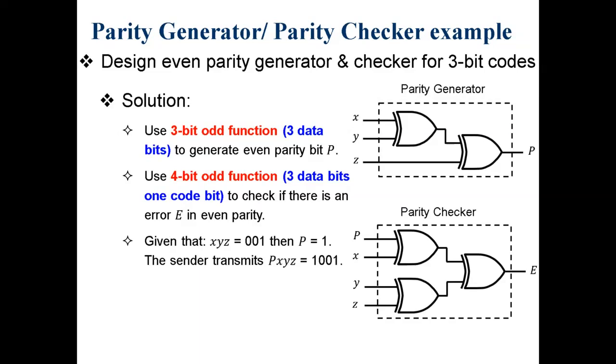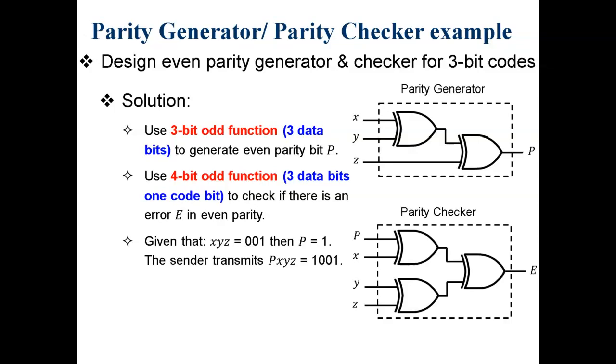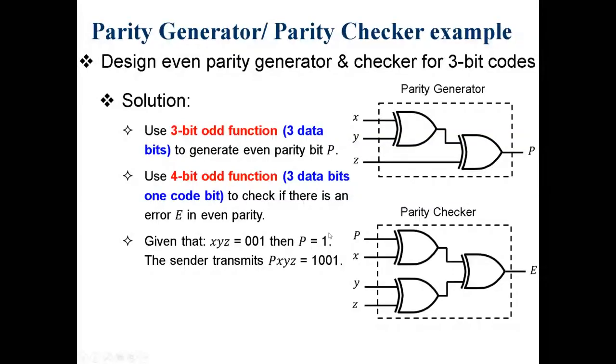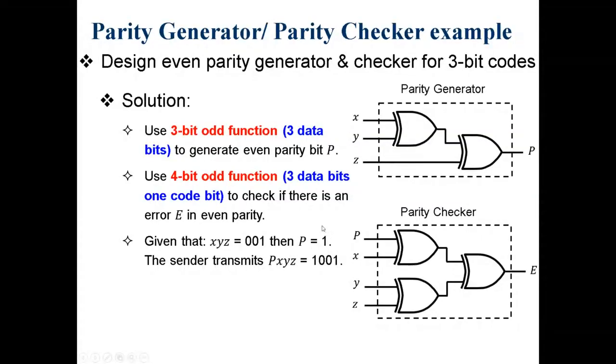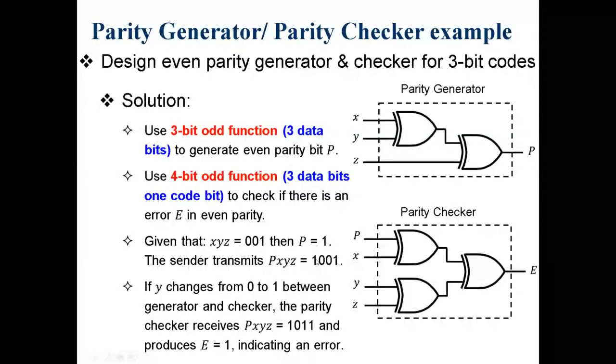And now given an example, let's assume the input XYZ is 0, 0, 1. So now the parity bit is now 1. We send the parity bit along with the data bits. So now what is P? P is 1 and the data bits are 0, 0, 1. Okay, let's assume Y changes from 0 to 1.